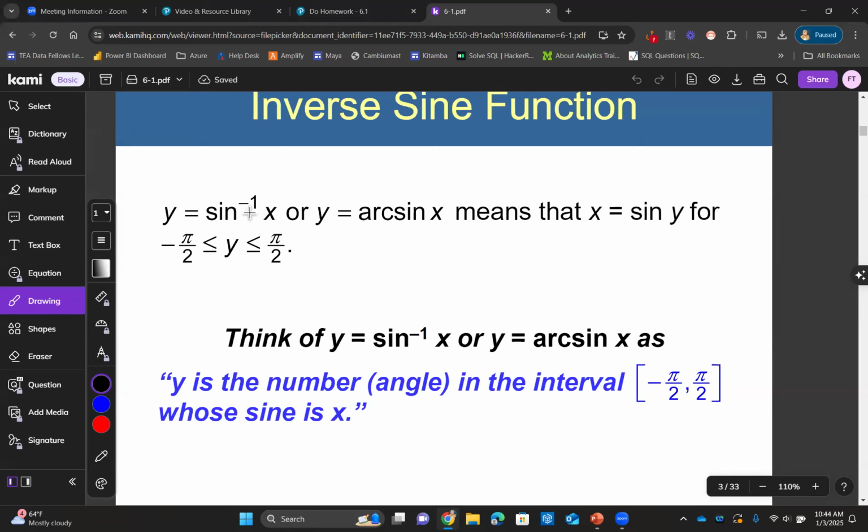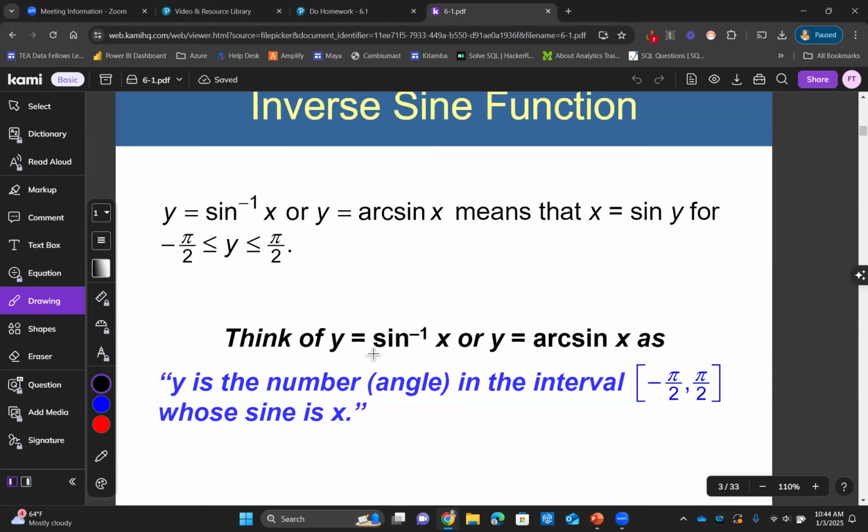If y is equal to inverse sine of x, that means x will be the sine of y for any y value between negative pi over 2 and positive pi over 2. This part is important. This is the only interval where you can locate your inverse sine function. Inverse sine is only defined between negative pi over 2 and positive pi over 2.